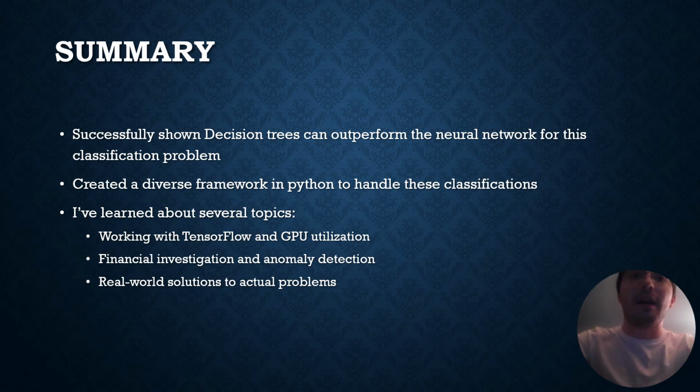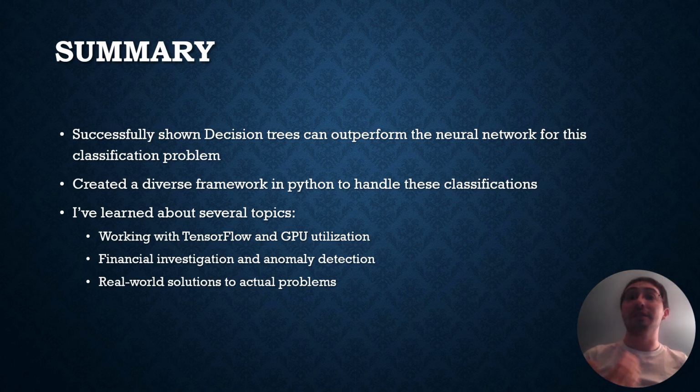So now, in summary, I've shown that the decision trees actually outperform the neural networks for this classification problem, which was the substantial purpose that I had for this project. The original researchers made a bold claim that only neural networks can classify this problem and that all other classifiers were significantly inferior. I've also created a diverse framework in Python to handle these classifications, specifically on the business results aspect, where it'll tell you what the trends are, how the people are performing, who's going to be the most at-risk demographic, and things of that nature.